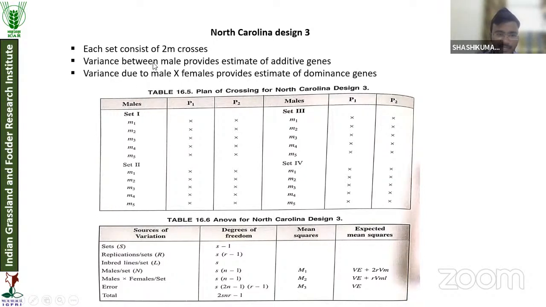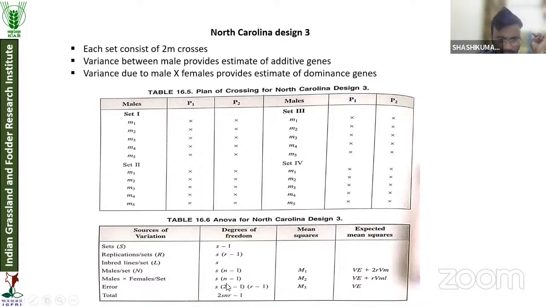Here, variance between males provides the estimate of additive genes, because the males are crossed with different sets of females, as they are all from the offspring population. And similarly, variance due to male into female provides the estimate of dominant genes. This is the particular cross, the cross between male into female, where you can estimate variance due to that particular cross. Male into female will give the dominant gene action. So this is ANOVA for North Carolina design 3.